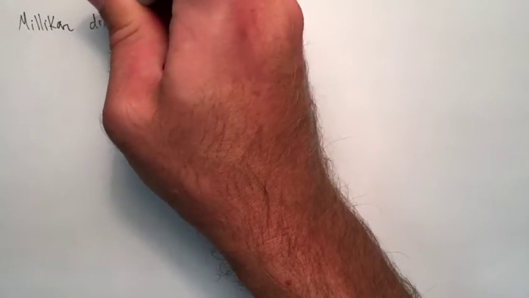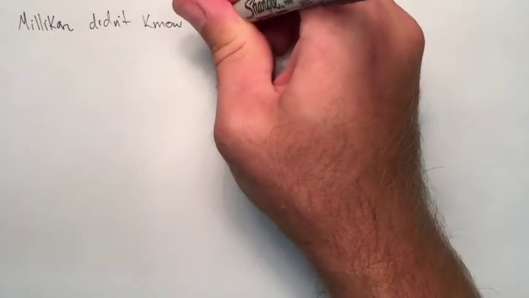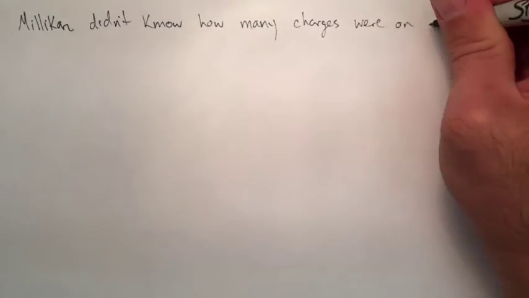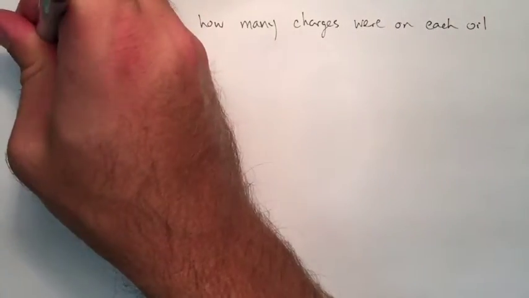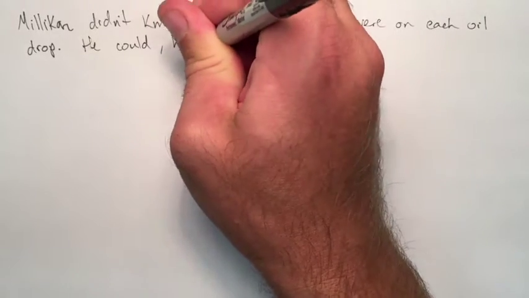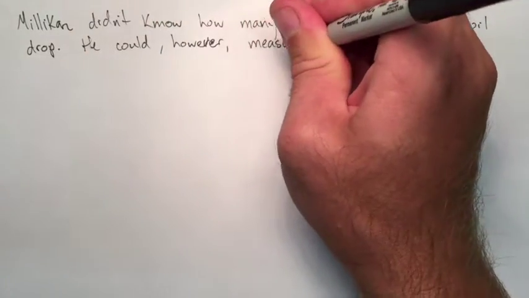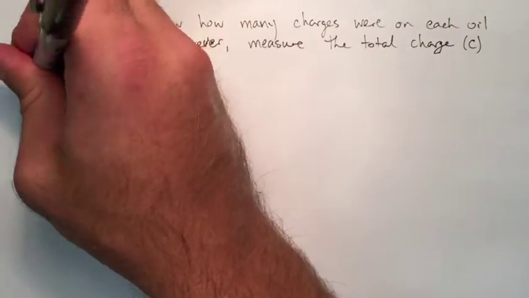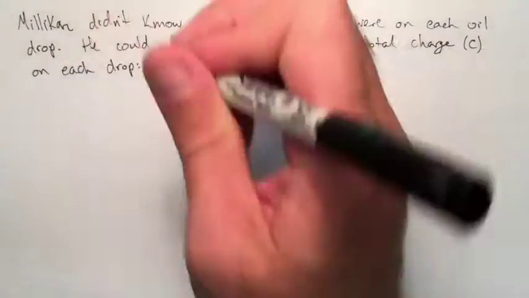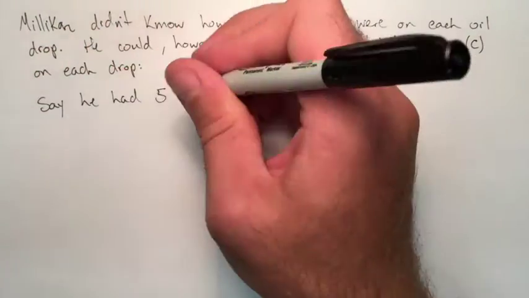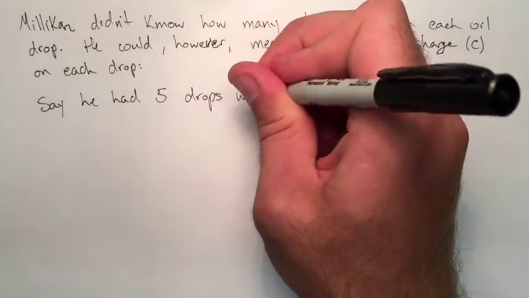After he did this with a whole bunch of oil drops, Millikan took some data and wrote down the total charge on each of these oil drops, but not knowing how many individual electrons were on each of these oil drops. So what we're going to do here is a bit of a thought experiment, to look at the method that Millikan used to find the individual charge of an electron.